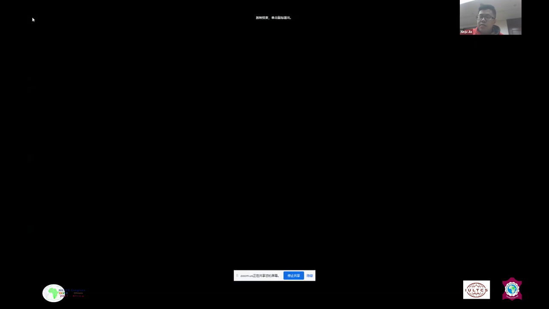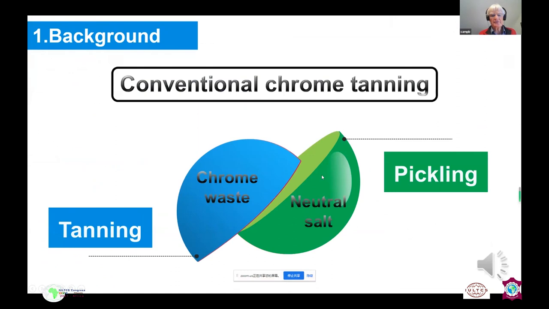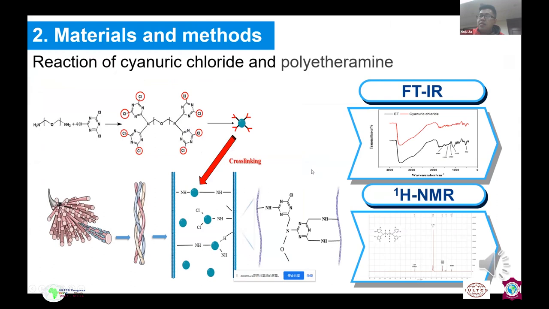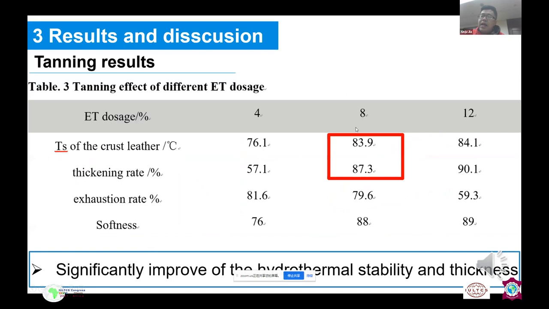In case you didn't see the front picture, I will show it quickly. That's the activity and structure relationship of this tanning agent. And that's the optimization of the ET tanning agent and the temperature optimization. And at 8% of the dosage, the shrinkage temperature and the thickness were significantly increased.